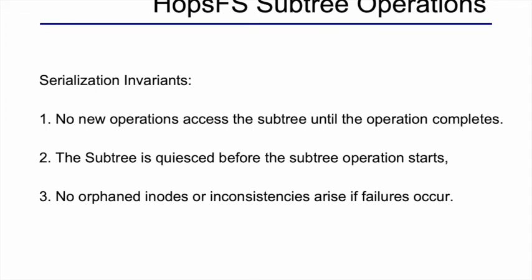HopsFS implements this serialization property by enforcing the following invariants. 1. No new operations access the subtree until the operation completes. 2. The subtree is quiesced before the subtree operation starts. 3. No orphaned inodes or inconsistencies arise if failures occur. This means that each name node maintains a list of the active name nodes provided by the leader election service. If an operation encounters an inode with a subtree lock set and the name node ID of the subtree lock belongs to a dead name node, then the subtree lock is cleared.